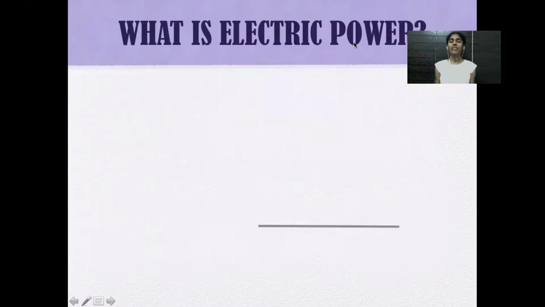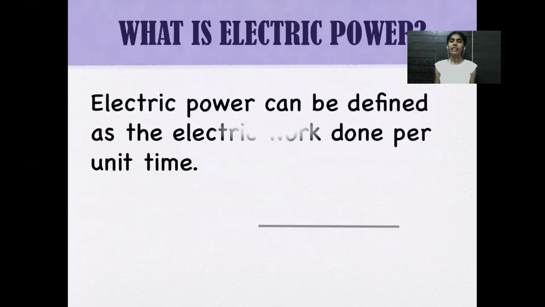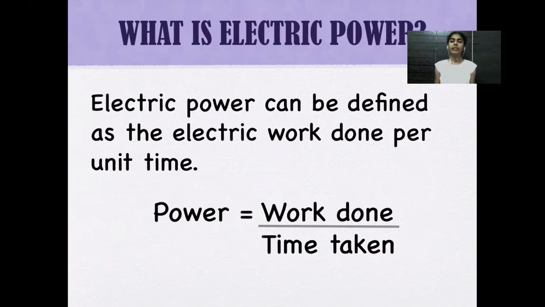We know that when an electric current flows through a conductor, electrical work is being done. Also, the electrical charges consume an equal amount of electrical energy. On that basis, we can frame the definition of electric power like this. Electric power can be defined as the electric work done per unit time. That is, electric power is equal to work done by time taken.